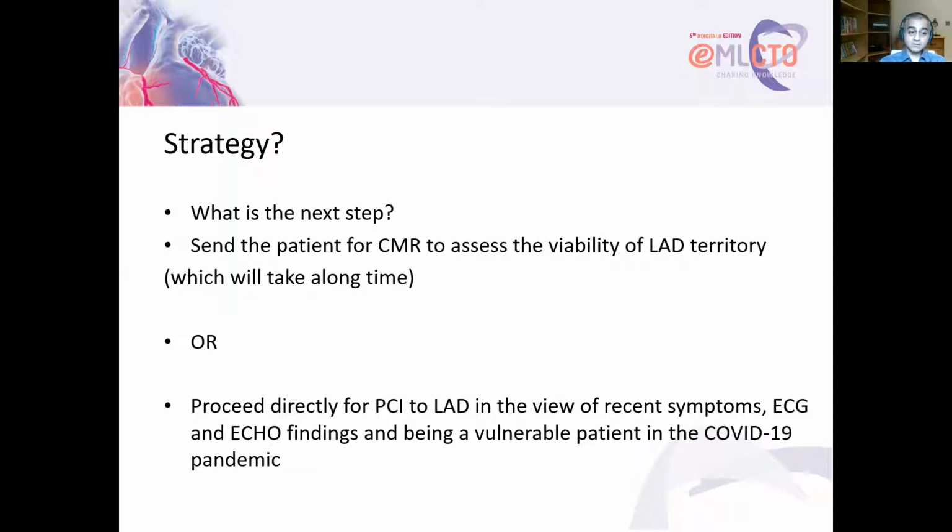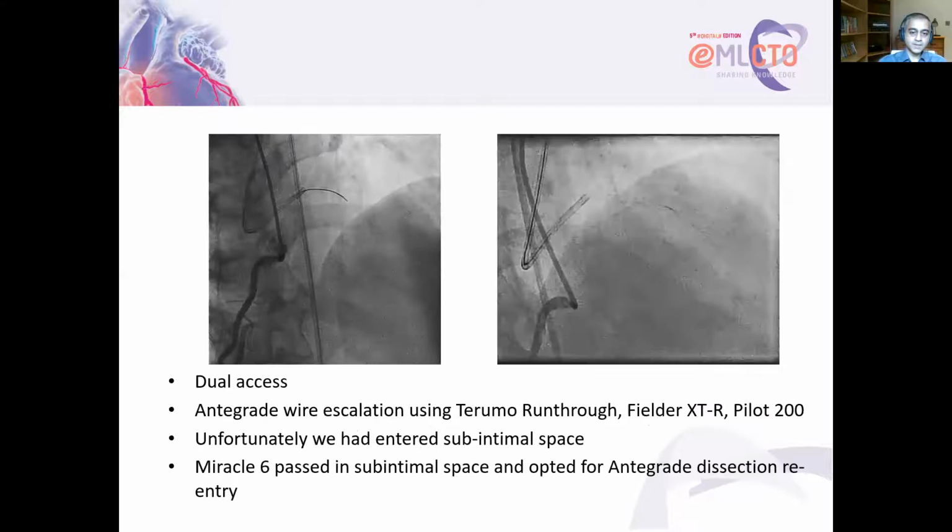Now, as it happened, because we were in the middle of a pandemic, we did not have the cardiac MR scanning machine available to us. The other option was to proceed directly to PCI, given his recent symptoms and the assumption that this is probably an acute lesion which has caused his acute coronary syndrome. The lesion is also in keeping with what we found on his ECG and echocardiogram. The other thing we have to remember is that many patients who succumbed to COVID-19 were elderly individuals. So we wanted a strategy which meant we could treat him quickly and hopefully discharge him without too much of a stay within our hospital.